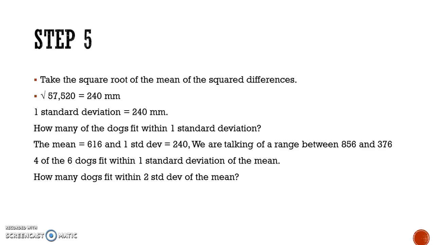So what does that mean? So the average is 616. So one standard deviation, we add 240 and subtract 240. We go from 856 down to 376. That is 1 standard deviation from the mean. Now 4 of the 6 dogs fit within that standard deviation. Now, how many dogs fit within 2 standard deviations? So we add 240 and subtract 240. And I think all of our dogs fit into the 2 standard deviations.